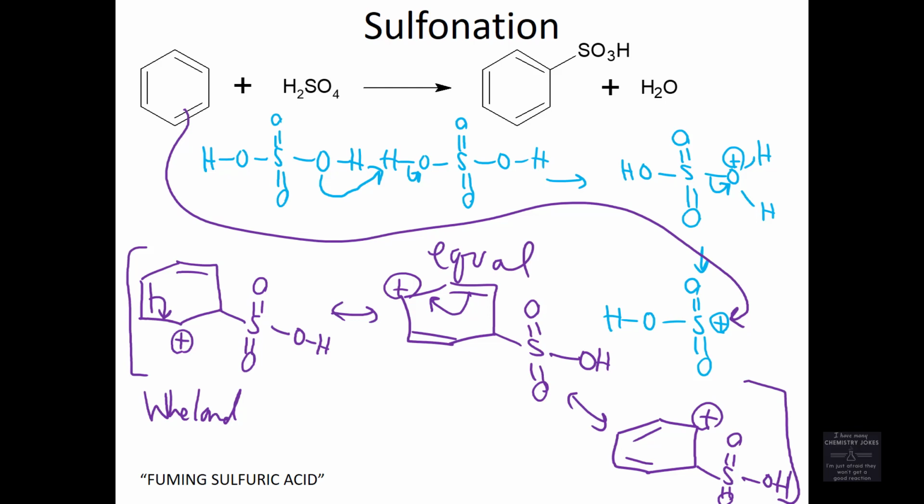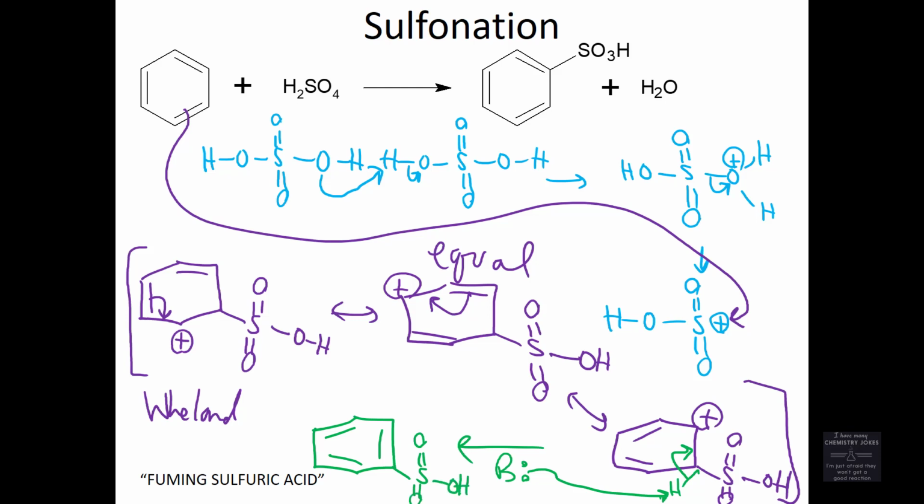So now I'm ready to, some base, somewhere, take a hydrogen from the carbon that you just added your new group to and dump in electrons. Who do you suppose that base might be in this reaction? Probably water, or water left from our sulfuric acid electrophile thing up top. But we can just make it a B, sure.